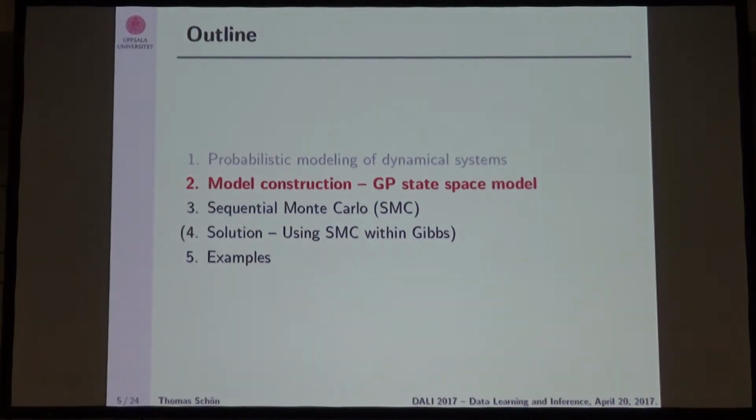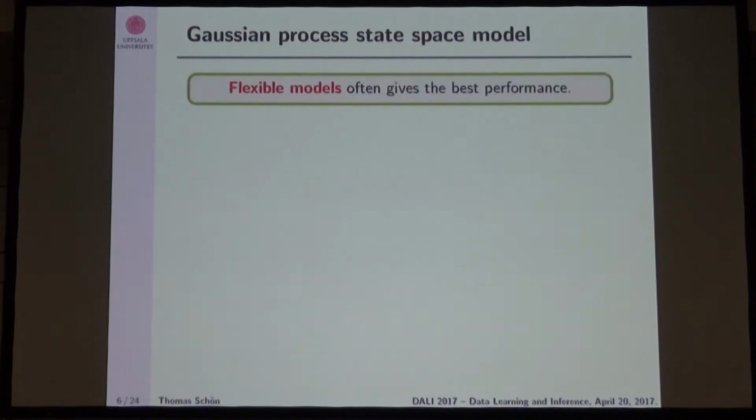So that was a bit of background on what I mean by dynamical system, a few equations and an example. What we're going to do now is move on to construct a model which is based on a Gaussian process and the state space model. This idea has been around for a while.